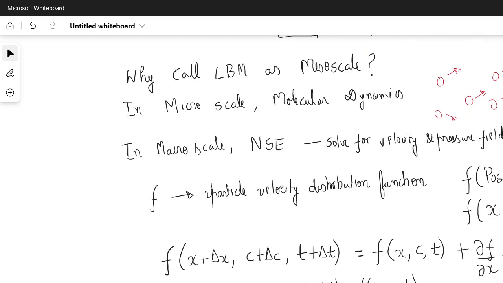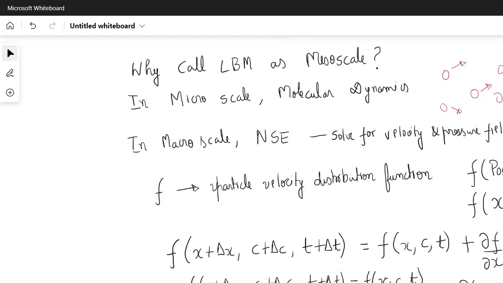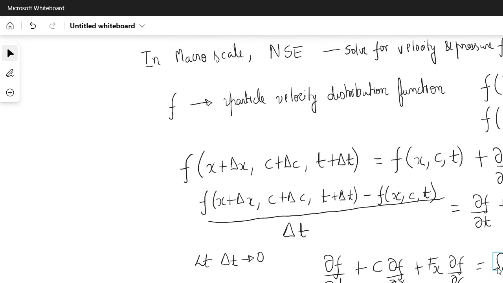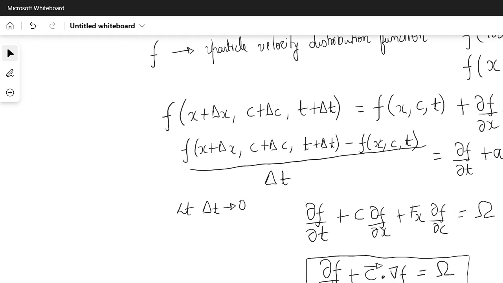Now we'll divide this by delta t. When you divide this, delta t will get cancelled. So delta c by delta t is the change in velocity with time, which is acceleration. Delta x by delta t is c, velocity. The left hand side, as delta t tends to 0, will be df by dt, or the collision operator omega. So this is the equation: del f by del t plus c del f by del x plus F_x del f by del c equals omega. We'll say there are no external forces acting on the system, so the force term will go to 0. So del f by del t plus c del f by del x equals omega.